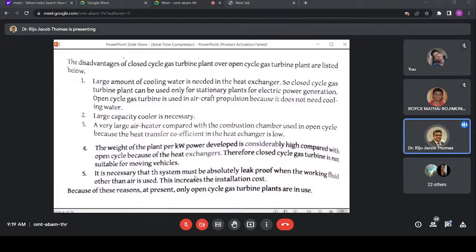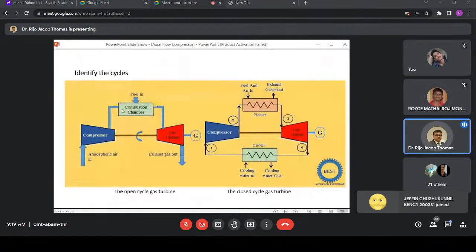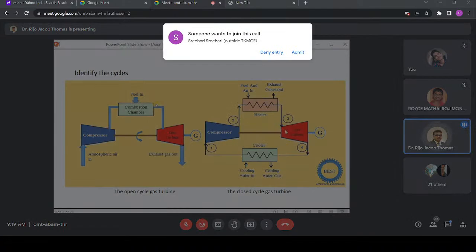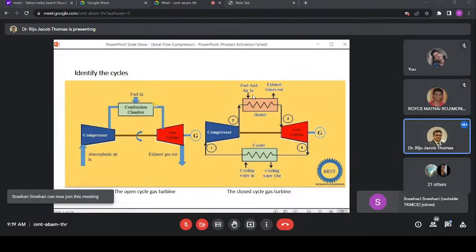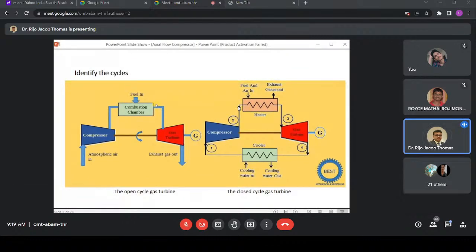But in open cycle, because it's open, even if there is some leak here and there, it can be compensated, because otherwise the pressure will be continuously dropping, and you will not be able to achieve the required temperature and the pressures at the various points. Okay, so these are some of the advantages or disadvantages or differences that you can write about open cycle and closed cycle.